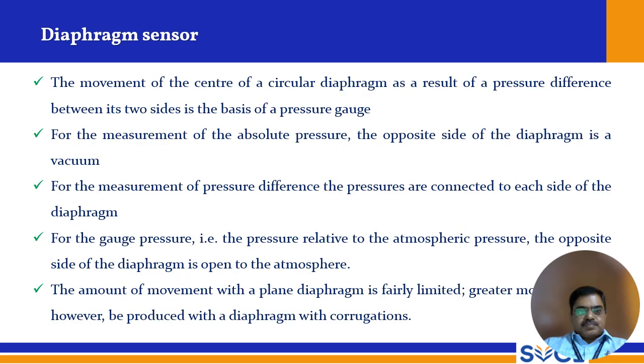Diaphragm sensor: the movement of the center of the circular diaphragm as a result of pressure difference between its two sides is the basis of the pressure gauge. For measurement of absolute pressure, the opposite side of the diaphragm should be vacuum. For the measurement of pressure difference, the pressures are connected to each side of the diaphragm. For gauge pressure, which is relative to atmospheric pressure, the opposite side of the diaphragm is open to atmosphere. So this is how you can measure the different types of pressures using a diaphragm sensor.